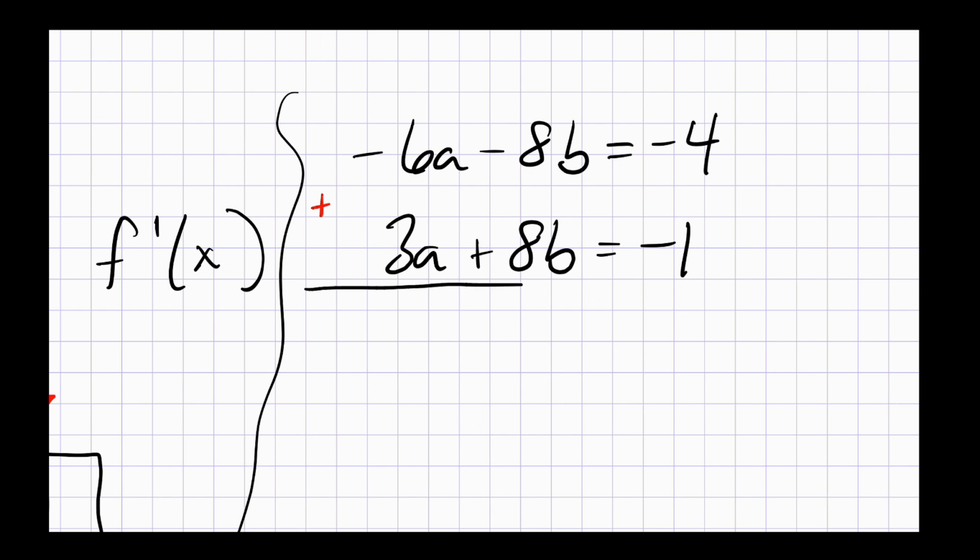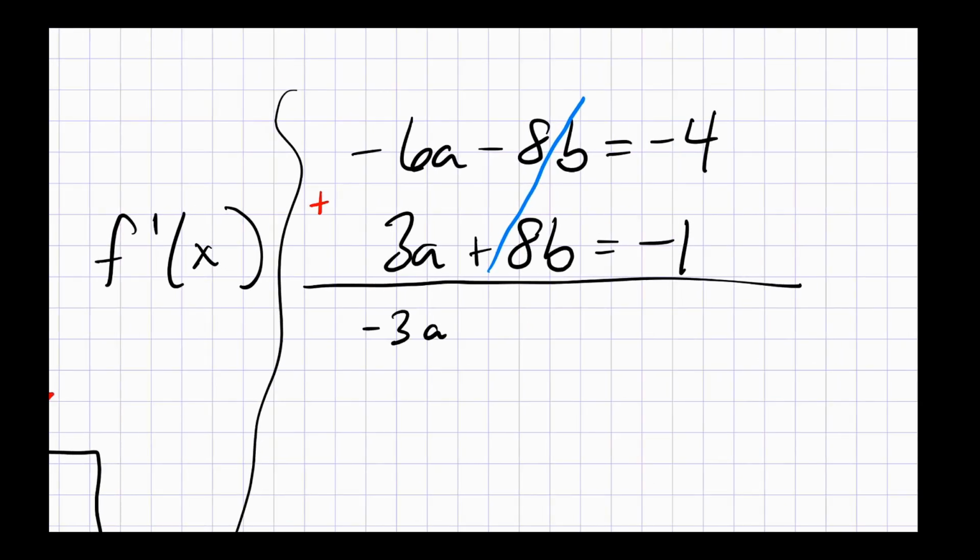If I were to add straight down, would anything eliminate? The B's, right? That's what I want. I want something to eliminate. So the B's will eliminate, and I'll get negative 3a equals negative 5. Well, the B's went away, so I can solve for a letter.